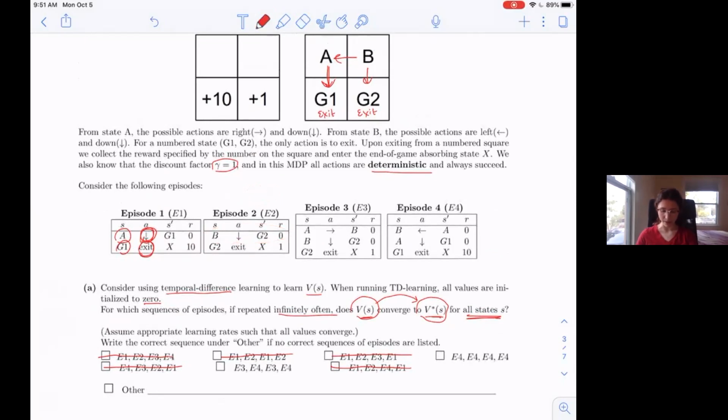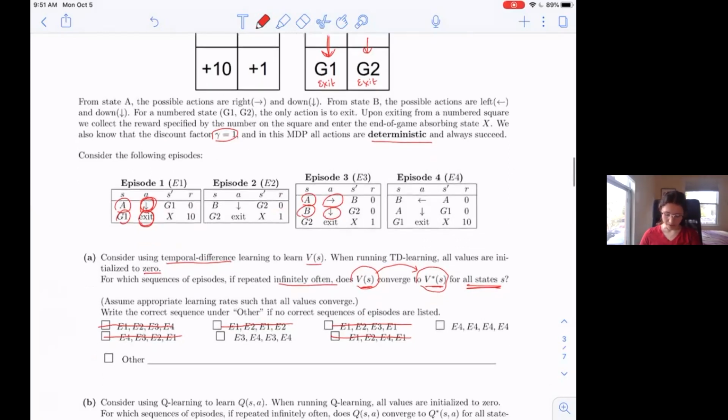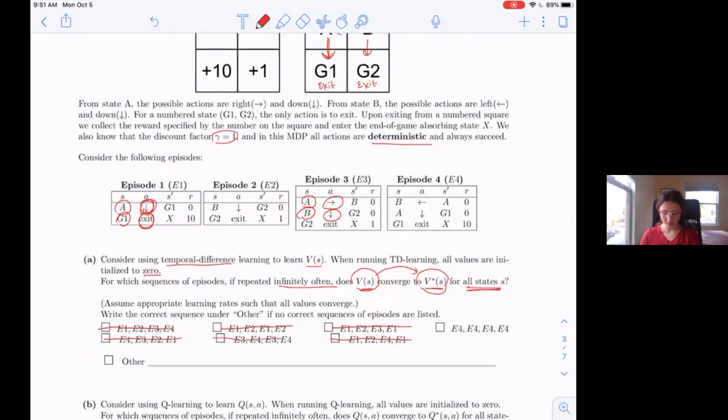All right, what about episode 3? In episode 3, we see that from state A, our system goes right. This is already not according to our optimal policy. In fact, even for B, we go downwards, which is also not very good. And so I'm going to cross out any of these examples here that involve E3.